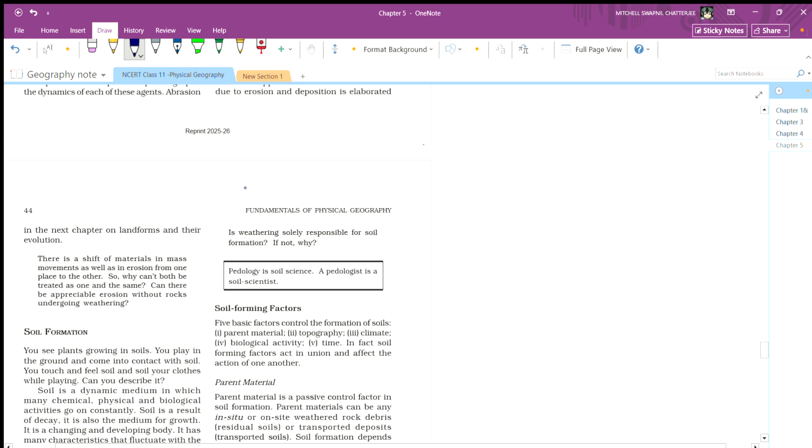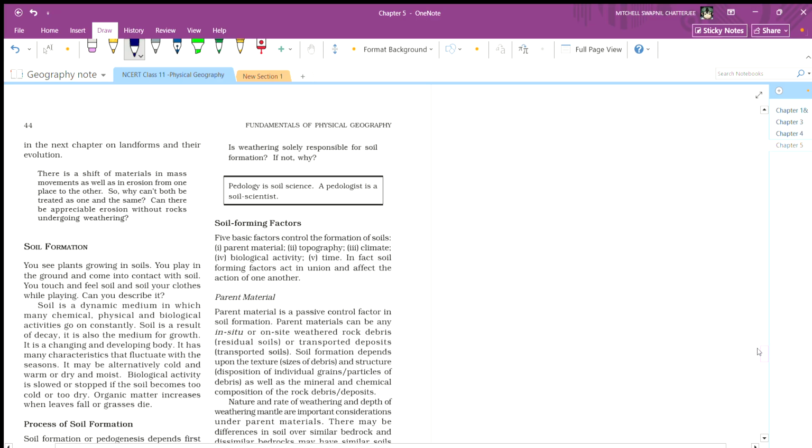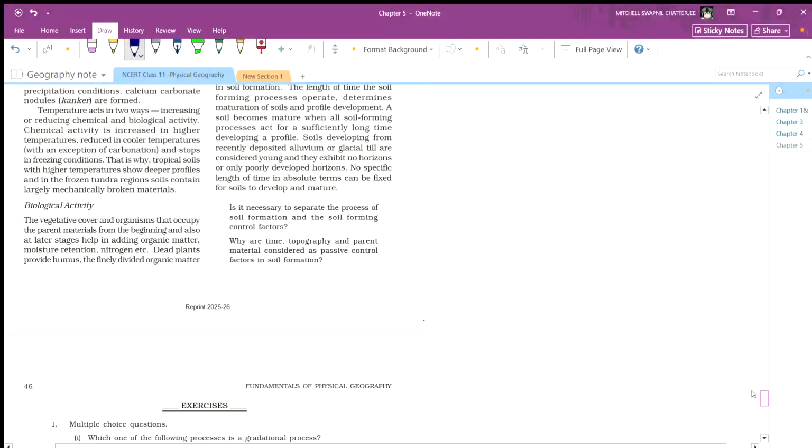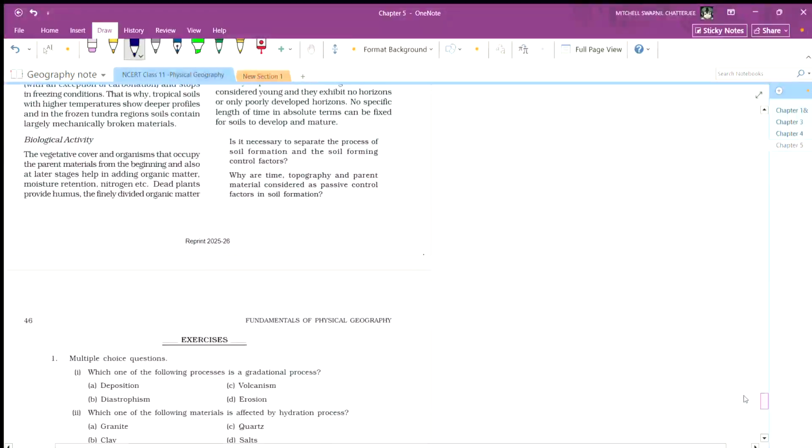This is left. Let's see. This is a big chapter.